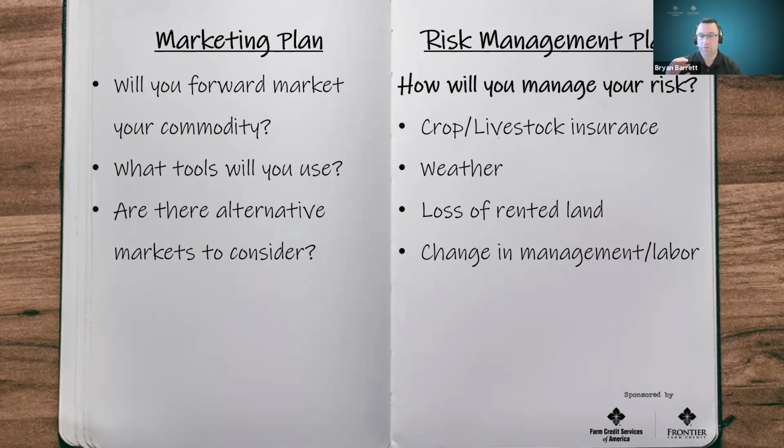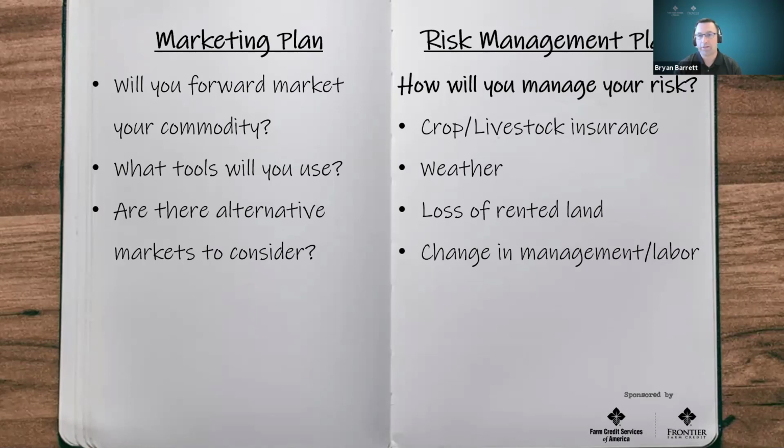And what is your goal as far as percentage of forward marketing if you choose to do that? What tools will you utilize to help you market? And then what alternative markets are there to consider? What we've seen a lot of in the last year with the pandemic would include direct consumer marketing of beef. So that would be an example as well. And how can that alternative market play into your marketing plan?